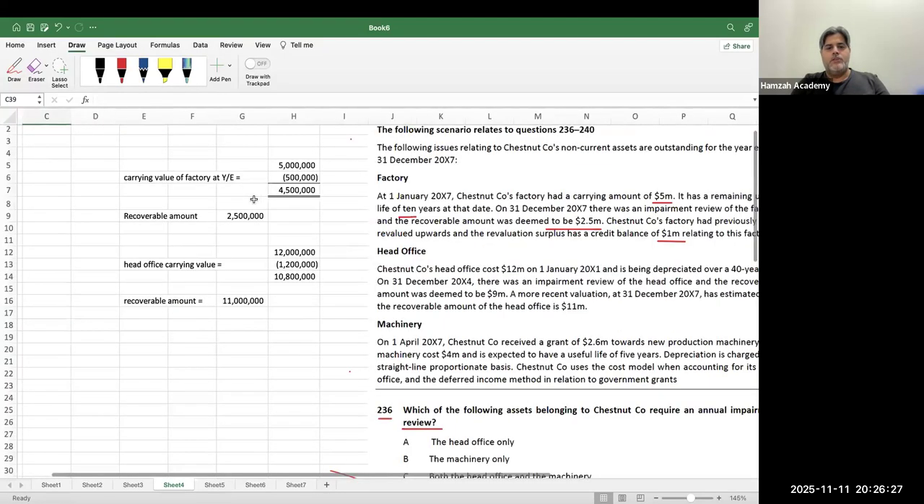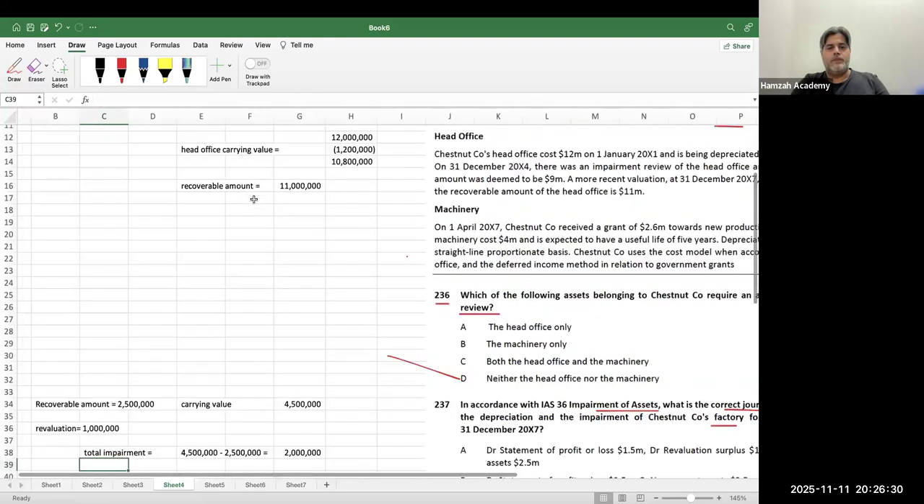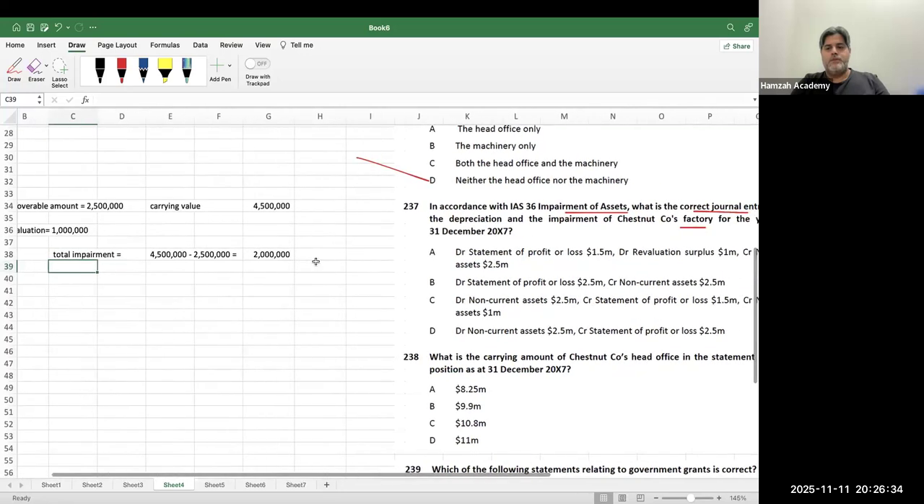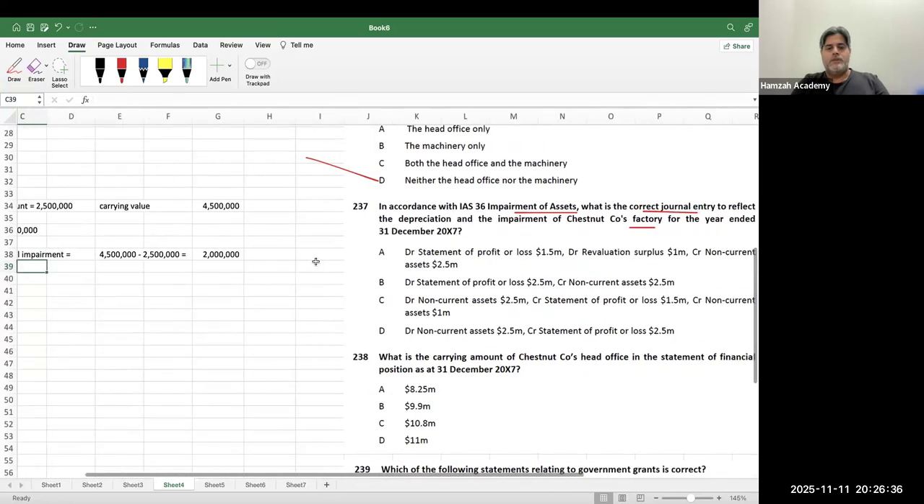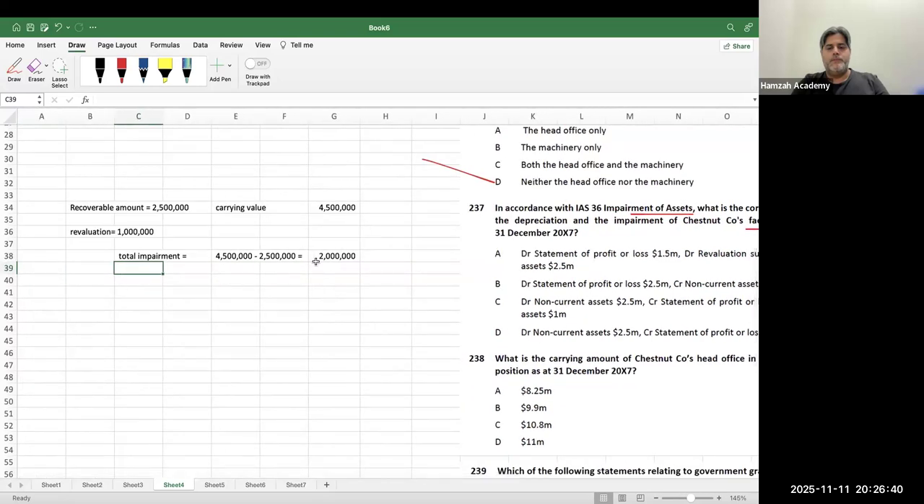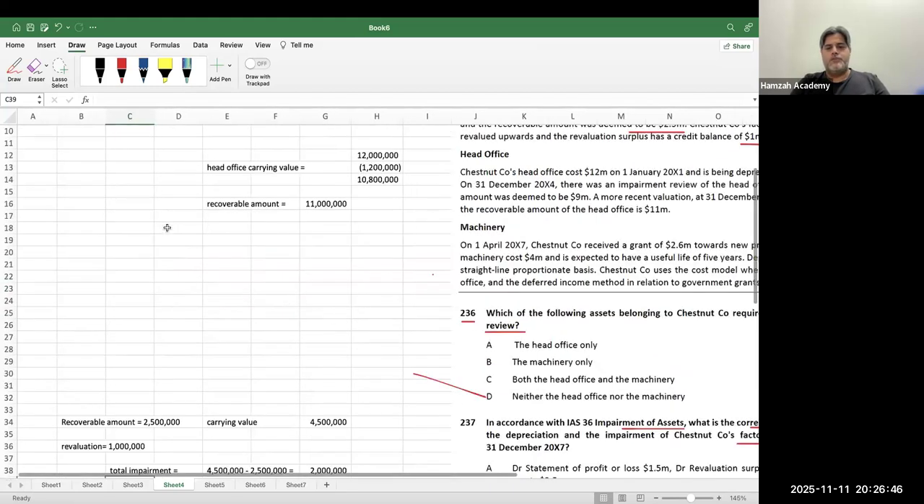The carrying value is 4.5 million. So total impairment is 2 million over here. Okay. Factory.